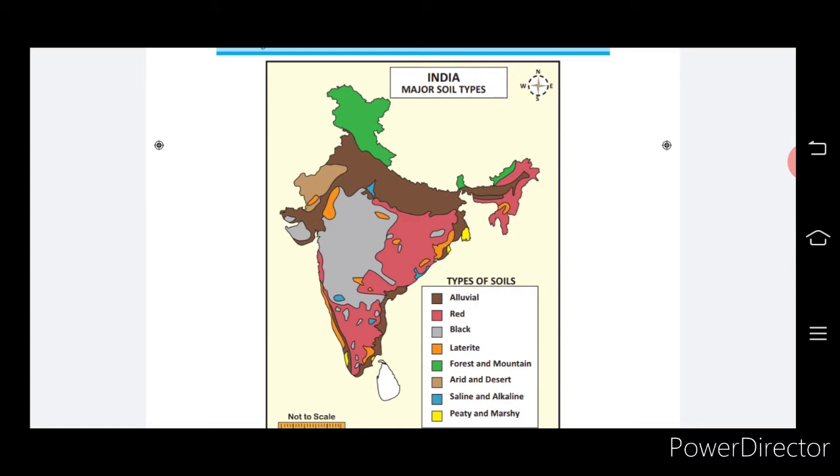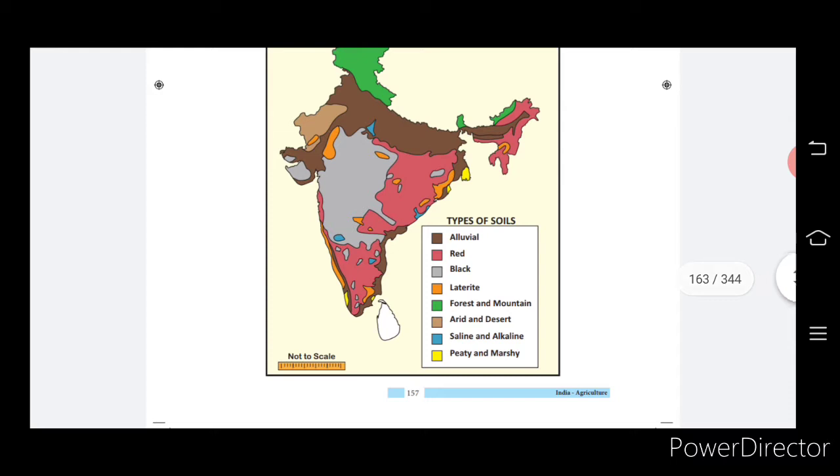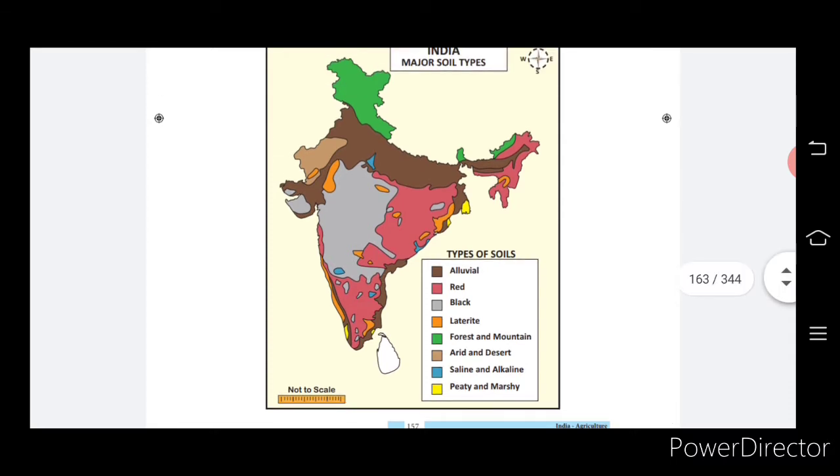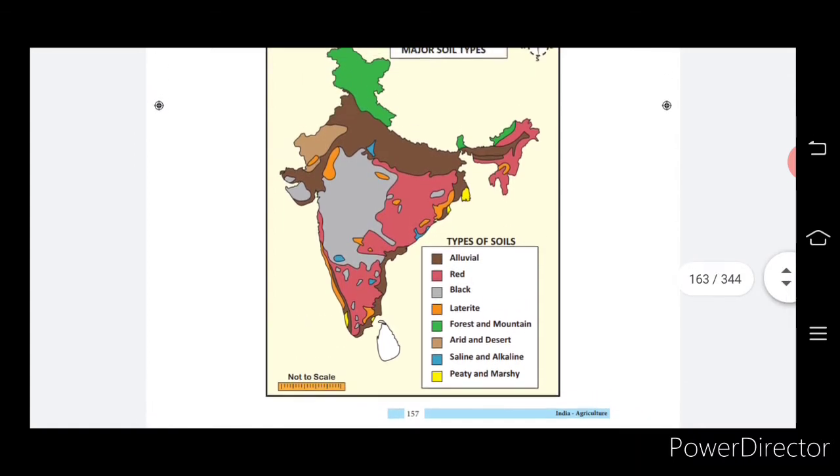The red soil is on the right side of India, and mostly the southern part of India, and the black soil is in Gujarat and Delhi, those places are the black soil. And laterite soil is few only, orange color. And the forest and mountain is green color, that is the Jammu and Kashmir. And those northern parts of India have the forest and mountain soil.